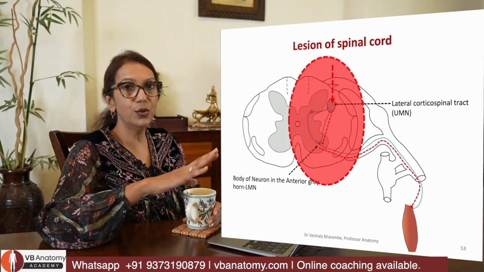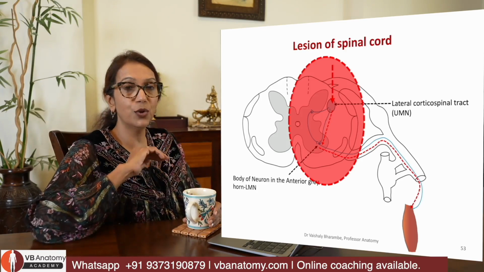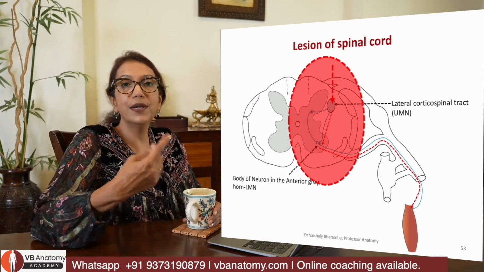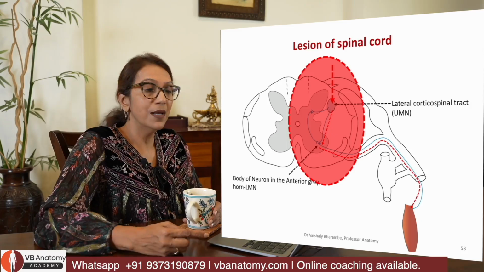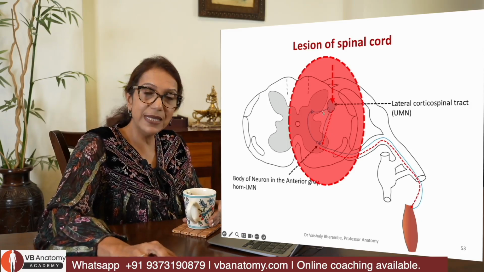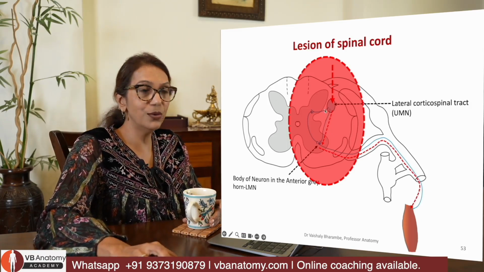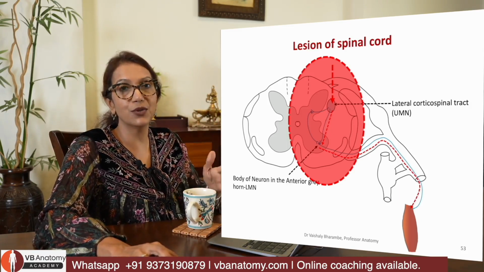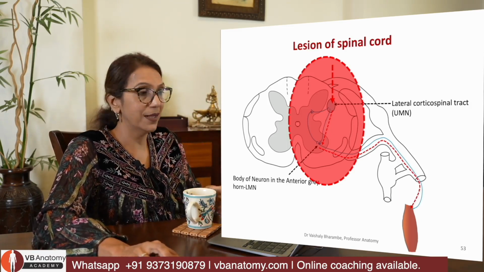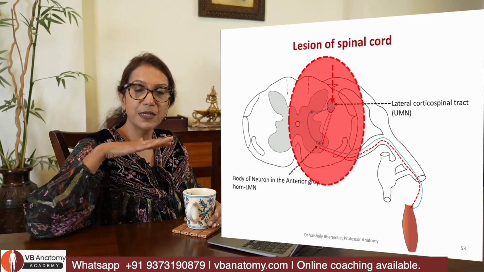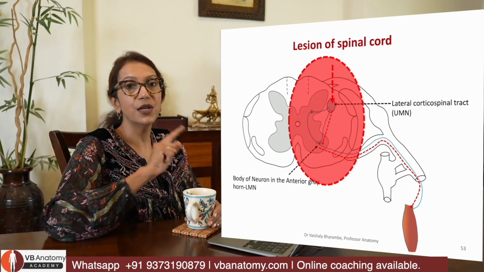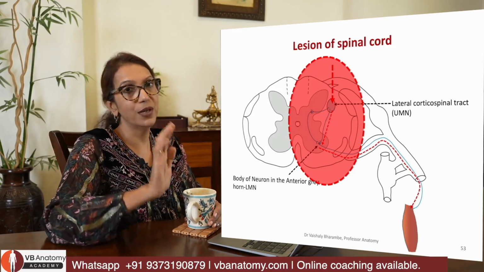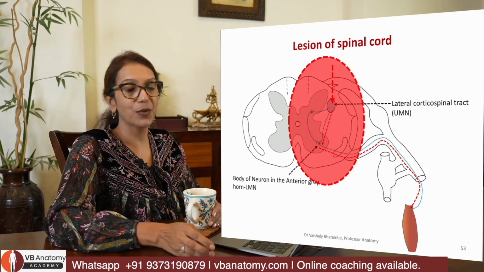Suppose this is your lesion, okay. So your upper motor neuron is gone and your lower motor neuron at that level is gone. So what is the lesion you see? Below the level of this spinal cord, you're going to see an upper motor neuron lesion because the tract is gone. At the level of the spinal cord, where the lesion is, you're going to see a lower motor neuron lesion. Think about it.